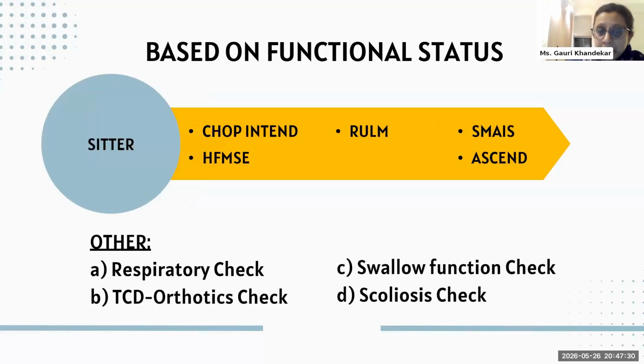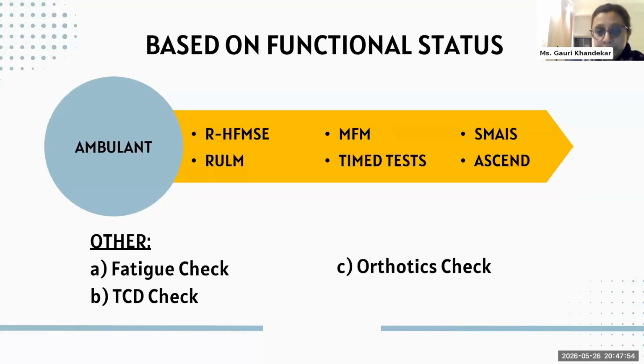Based on the functional status for the sitters, we will have to do CHOP INTEND and HFMSE, as I explained, because HFMSE starts with sitting. So we can do HFMSE, we can go to RULM also. And these two tests are again caregiver reported, SMAIS and ASCEND, that we will see. Apart from this, the respiratory, swallowing, orthotic check and scoliosis check is mandatory.